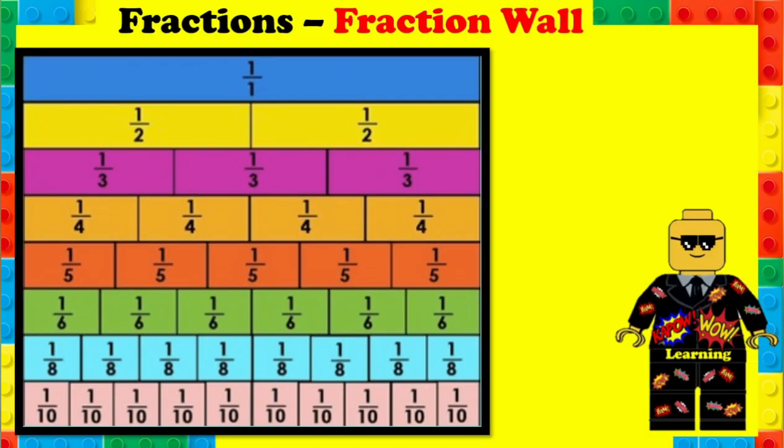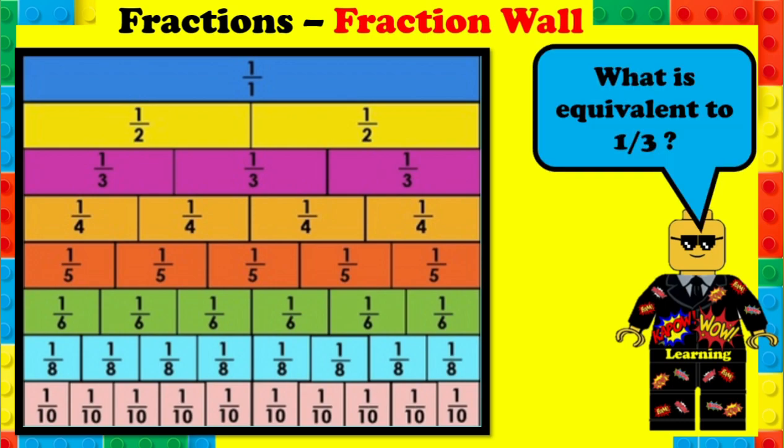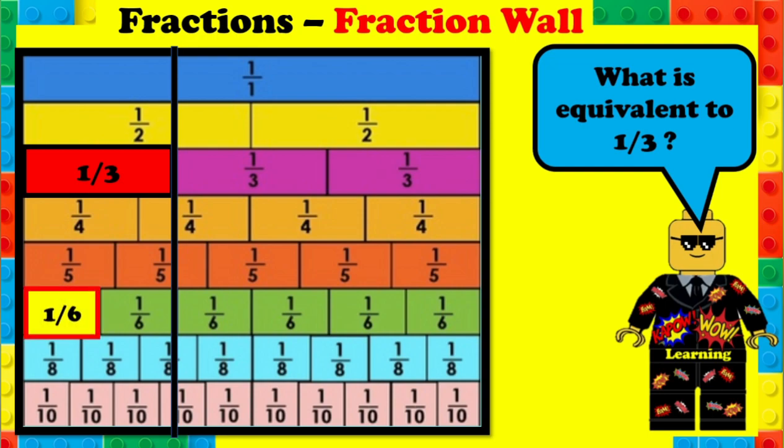So here is a fraction wall with all different fractions. And the question here is, what is equivalent to 1/3? So we need to get 1/3 up, and we've got 1/3 here. And what we're going to do, we're going to draw a line. So anywhere that exactly touches that line, whichever fraction is equivalent. Okay, and there's 1/3. You should have said the 6. So we've got 1/6 and 1/6 exactly touches the line. So the answer here, what is equivalent to 1/3?